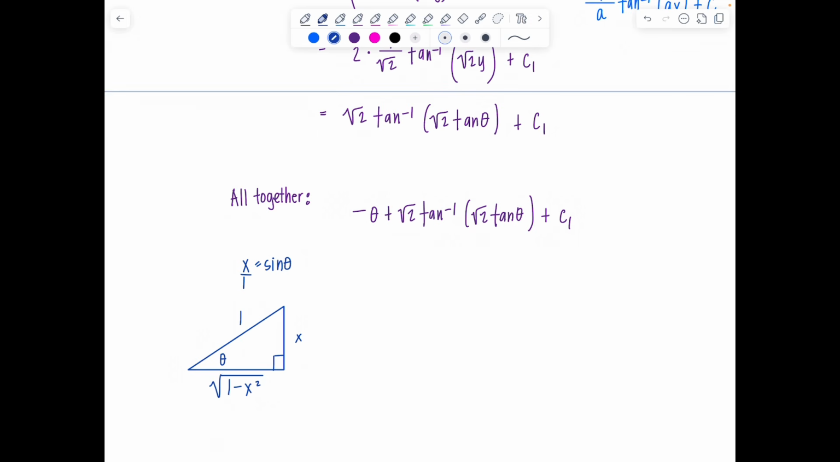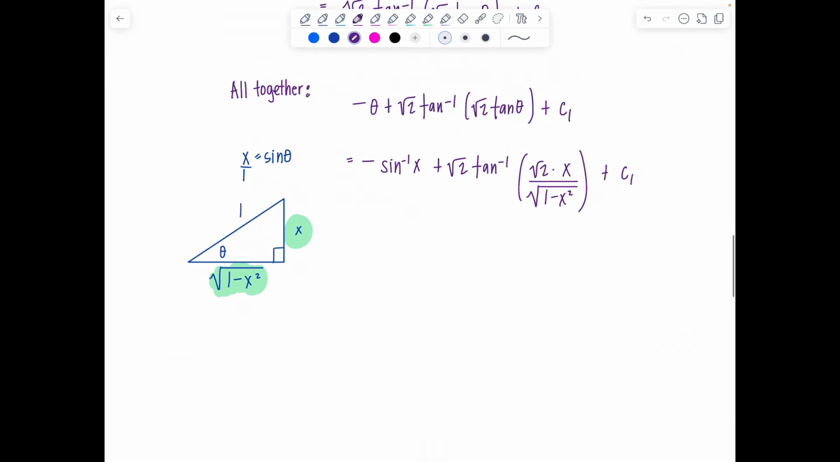So now I can say, all right, we've got negative theta. When you have lonely little theta, just use the inverse trig substitution that was appropriate. So I'll just call it negative sine inverse of x plus I have rad 2 tan inverse of rad 2 times, okay, tangent theta, use the triangle. Tangent is ratio of opposite over adjacent. So this is going to be x over square root 1 minus x squared, and then plus c1. Any cleaning up you see? I don't really see anything.